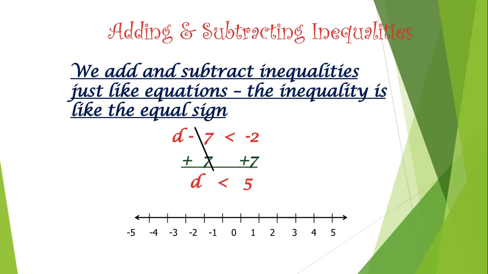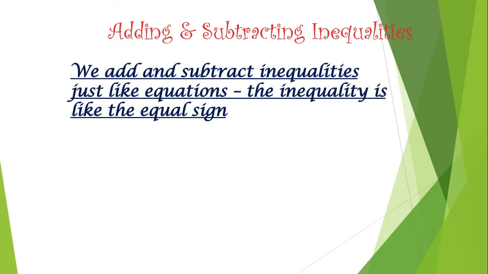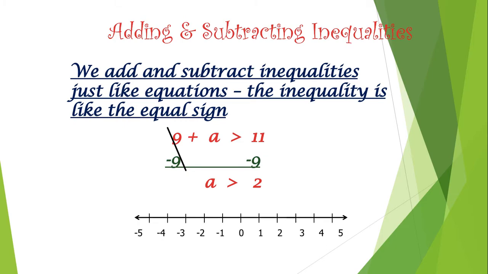Now let us place it on the number line. It says d is less than 5. That means 5 is not included, and it says less than, so the arrow moves towards the left side. Similarly, we have 9 plus a is greater than 11. Find the inverse of positive 9, which will be negative 9 on both sides. We get a is greater than 2. Let's plot it on the number line. It says greater than 2 but not included, and greater means on the right side.